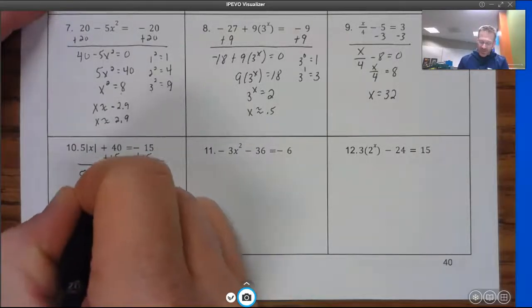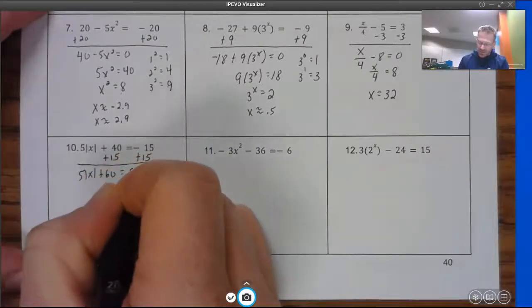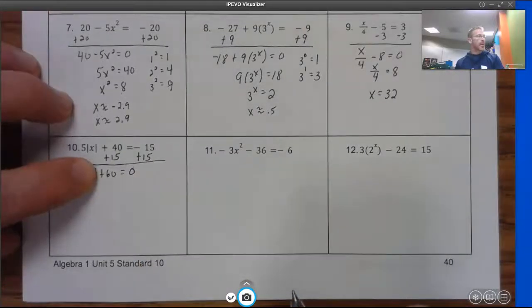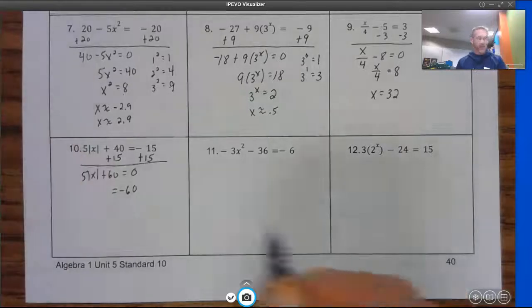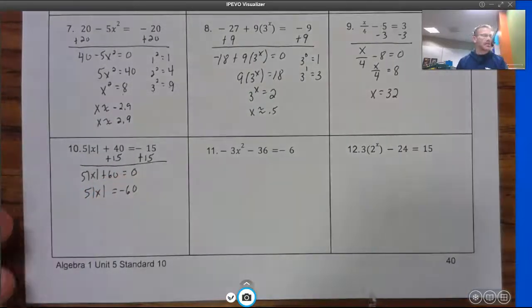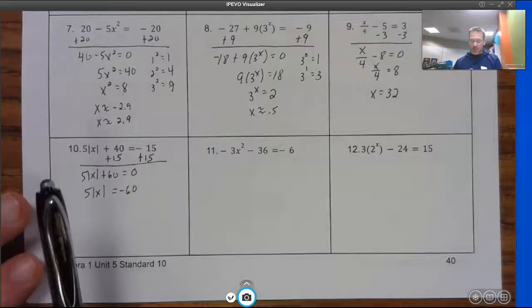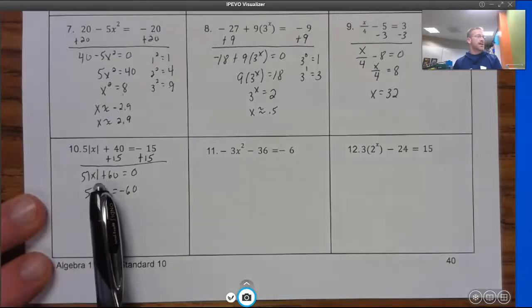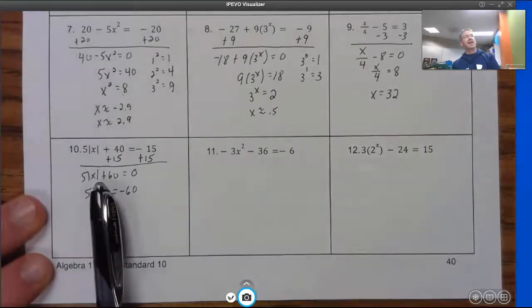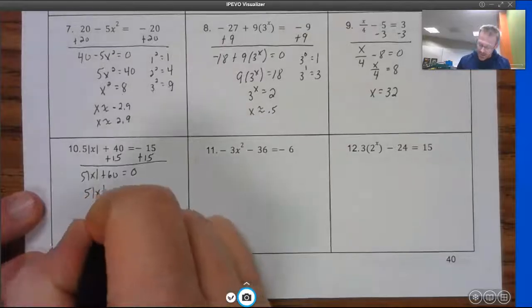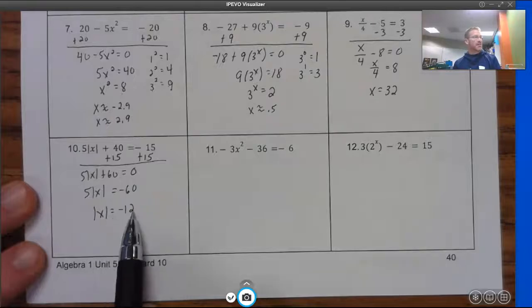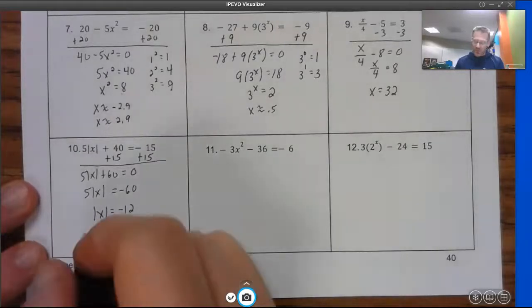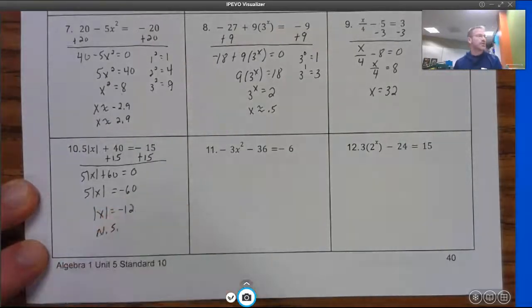So 5 absolute value of x plus 60 is equal to 0. Now we can use that 0 property. What plus 60 is 0? Negative 60. So 5 times the absolute value of x is equal to negative 60. Now it's a multiplication problem. 5 times what is negative 60? 5 times negative 12 is negative 60. Now, absolute value of x is equal to negative 12. We know an absolute value can't equal a negative number, so that means this is a no solution problem. There we go. All right, last 2.